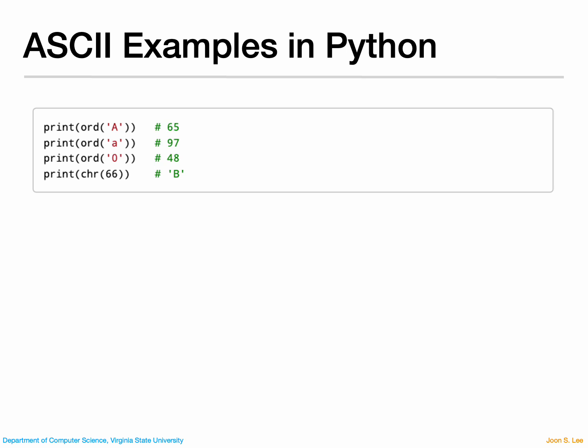And when we go the other direction, chr(66) gives us uppercase B. So these functions make it easy to move back and forth between characters and their numeric representations.